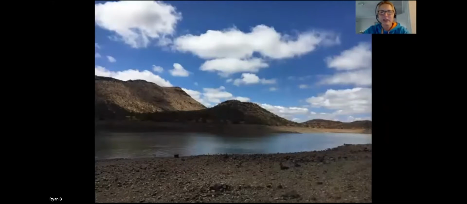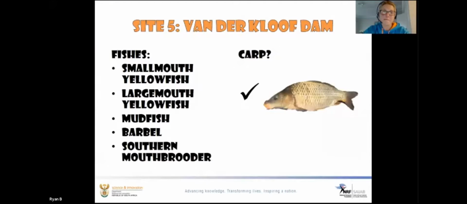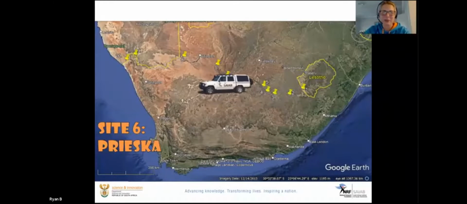Although very large, Vanderkloof doesn't have particularly a lot of features. We found loads of little barbel. We saw some really cool terrestrial wildlife. We were actually working on the dam through a private game reserve, so there were some nice animals to see on the drive in. But we also found carp, as well as small and largemouth yellowfish, mudfish, barbel, and the southern mouthbrooder.